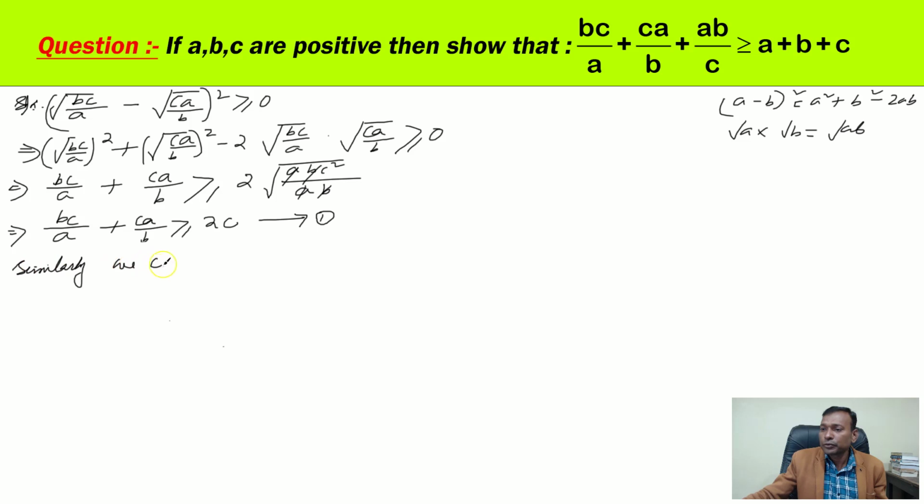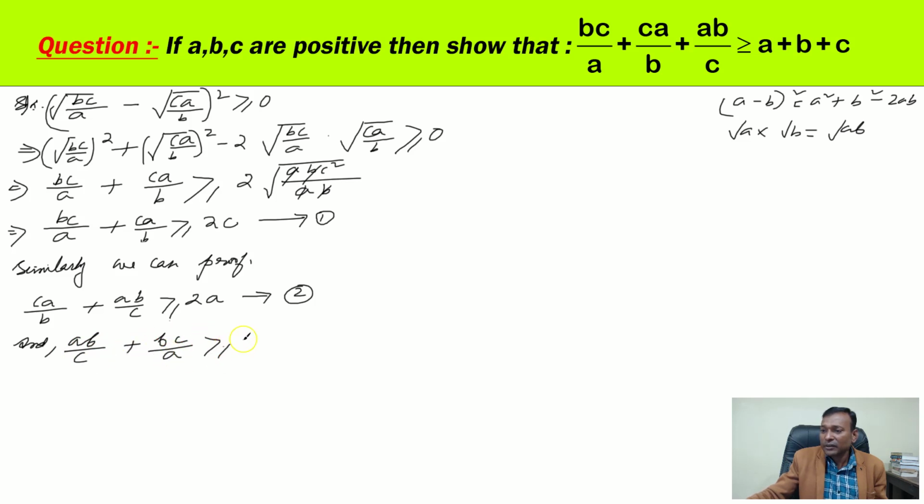Similarly, we can prove CA by B plus AB by C is greater than or equal to twice A, because in these two fractions C is common, so it became 2C, and in these two fractions A is common in the denominator, so it will become twice A. Let it be equation 2. And AB by C plus BC by A is greater than or equal to twice B, because B is common. Let it be equation 3.